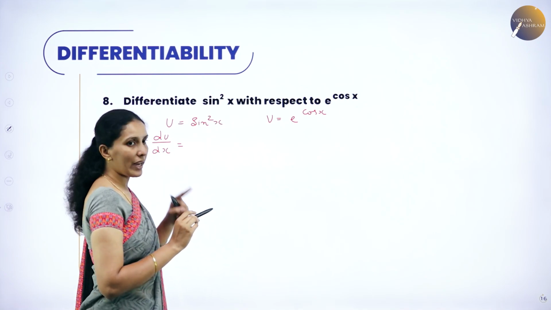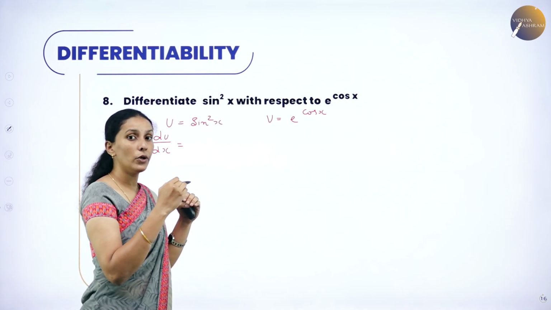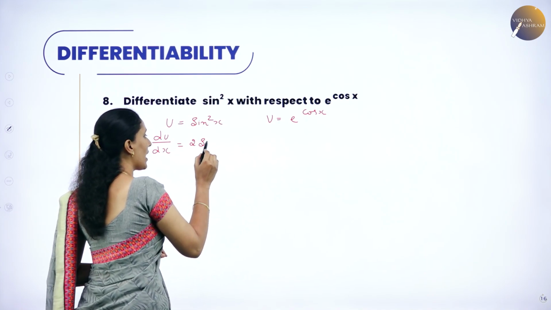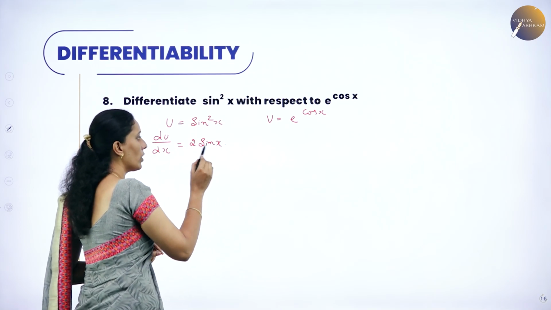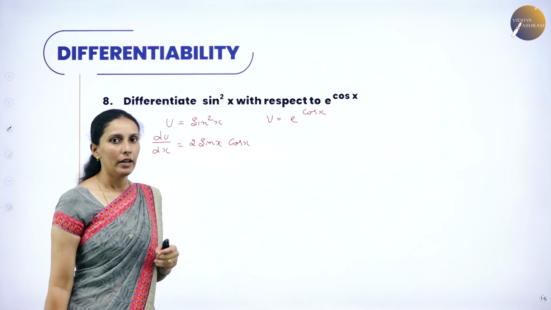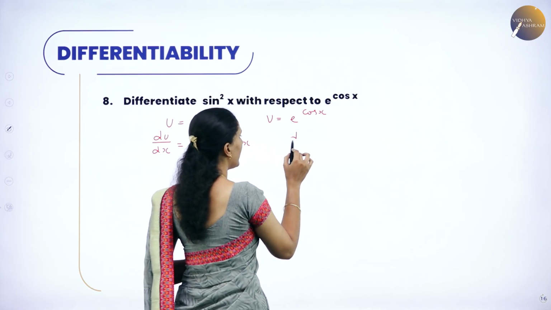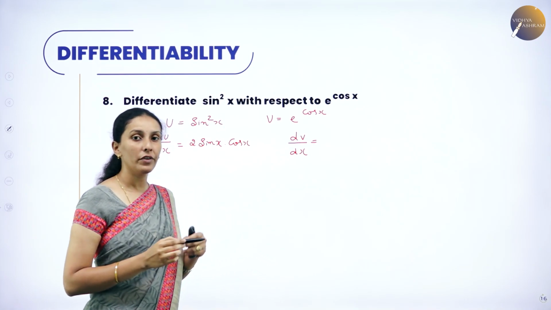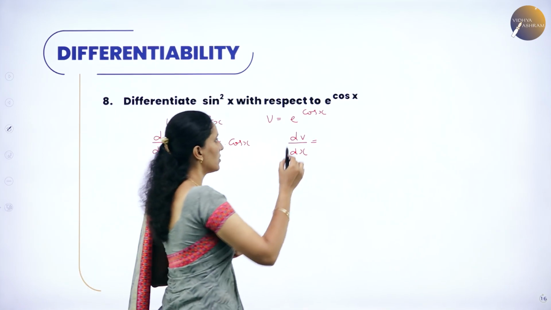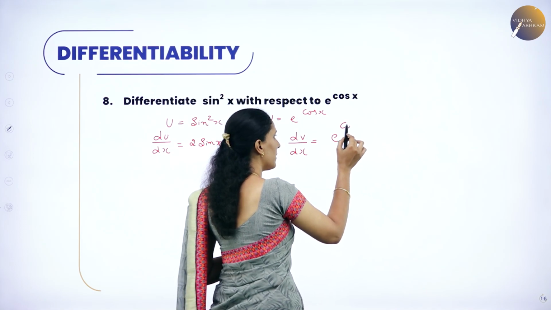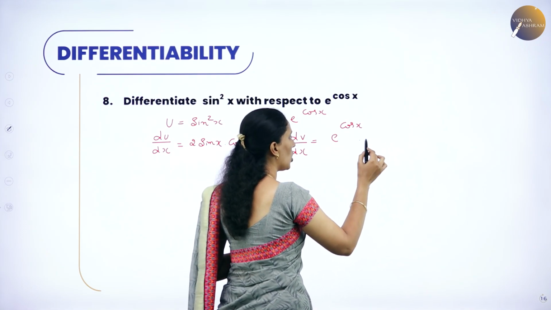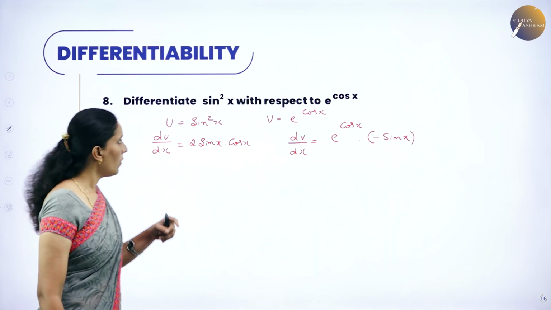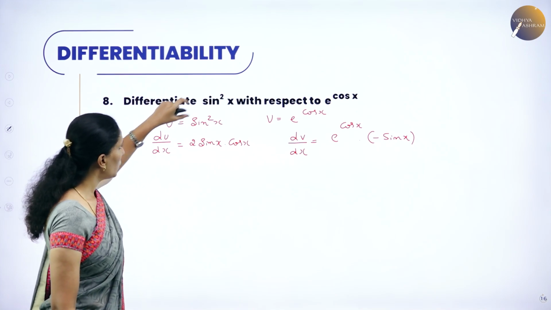Since we have sin square x here, when you have x square, you will convert it into 2x. Similarly, when you have sin square, you will convert it into 2 sin x and then differentiate sin x. What is the derivative of sin x? It is cos x. Next, we will take dv by dx. So what is the derivative of e power x? It is e power x. So therefore, e power cos x stays as e power cos x, but differentiate cos x again, then it becomes minus sin x.